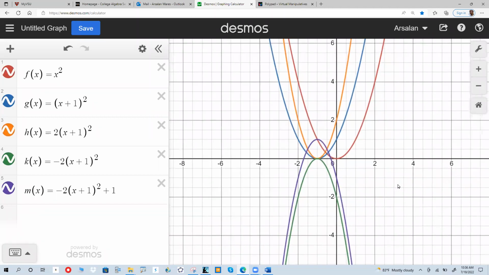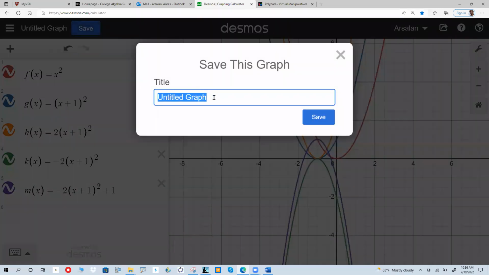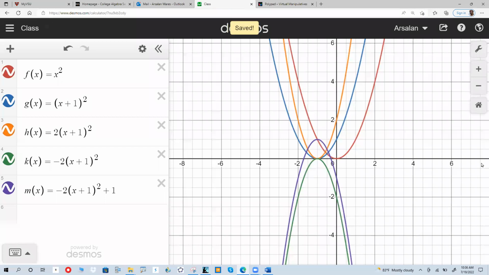Now you have all the functions here, all the functions that you need to show each stage. Take a look. Let me save it. It's a little hard on day one to keep all those things straight, because when you practice, you will understand which one moves left and right, which one moves up and down, which one is a vertical shrink, which one is a vertical stretch. But you have to keep them straight.